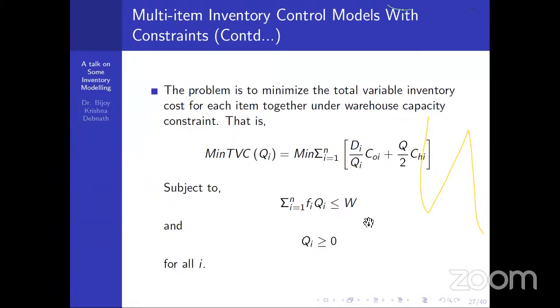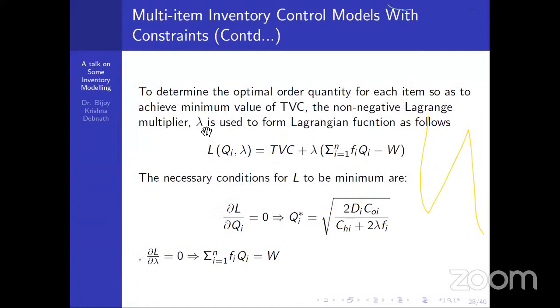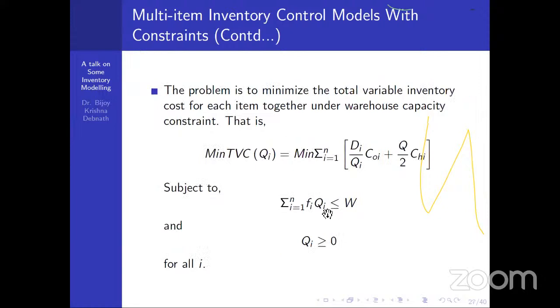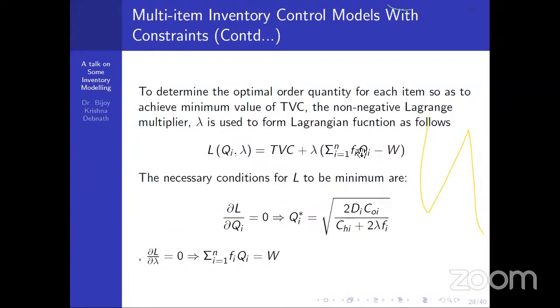Now how can we do it? We will use the Lagrange multiplier lambda. So how do we calculate this? You know that it is the first function plus lambda times the second function, where the constraint is taken in the form less than or equal to 0. So the first function plus lambda into g(x), where g(x) is summation Fi Qi minus W. The necessary condition is that the partial differentiation with respect to Qi should be equal to 0. From this we find Qi star equal to root under twice Di Coi by this. This is the same, only for multi-item there is i, and one extra lambda.